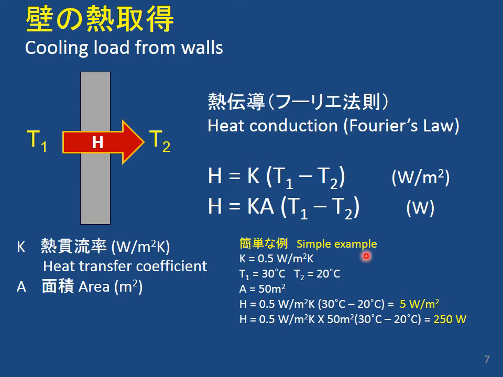So for a simple example, if K of the wall is 0.5 and it's 30 degrees outside and 20 degrees inside, and the area of the wall is 15 meters squared, the heat transfer through the wall is 5 watts per meter squared, or total 250 watts. So you can practice this now, I hope. Let's move on.